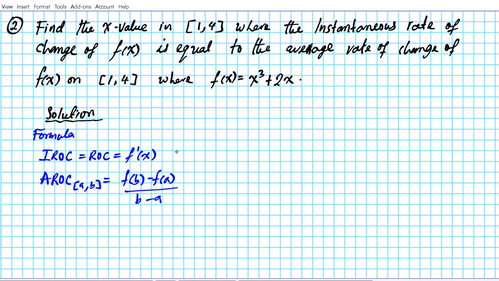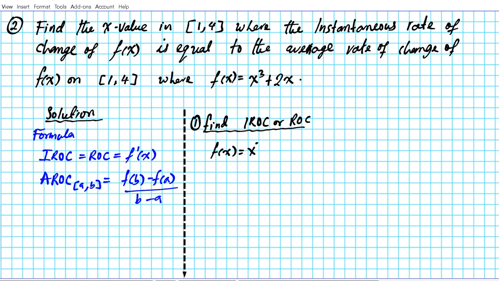Alrighty, so let's get started. What we're going to do is break the problem into 3 parts. We'll find the rate of change, the average rate of change, and then see what x value makes them equal. So part 1, let's find the instantaneous rate of change, or rate of change. They mean exactly the same thing, okay? So we have the function f of x equals x to the third plus 2x. The instantaneous rate of change is the derivative, so we apply the power rule here, and that gives us 3x squared plus 2.